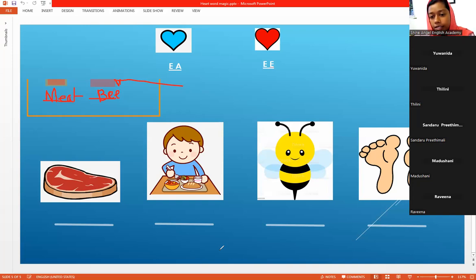Okay, someone has asked if the child can remember only the blue heart and red heart. No, you can introduce any different colors, right? Blue heart and red heart is one of the basic colors that I gave. It's a common color I gave. So you can use any different colors, that doesn't matter.